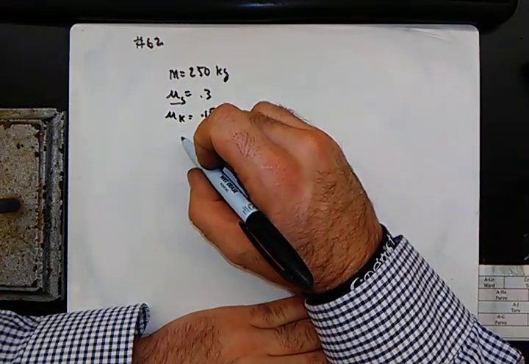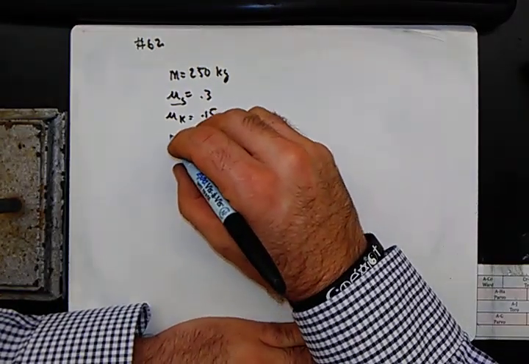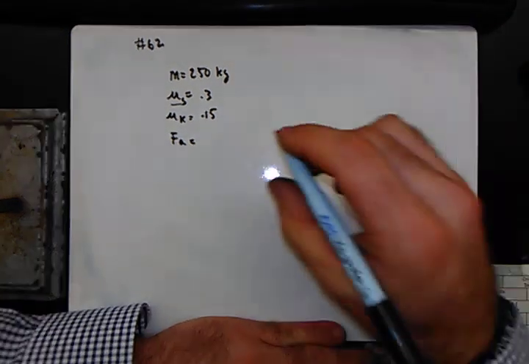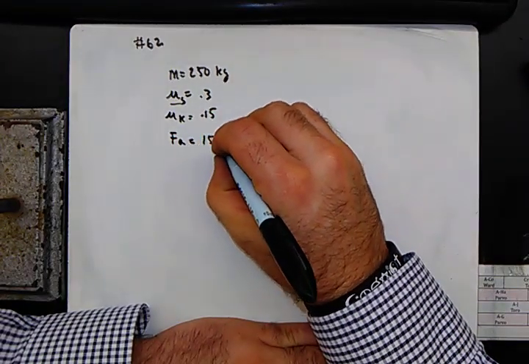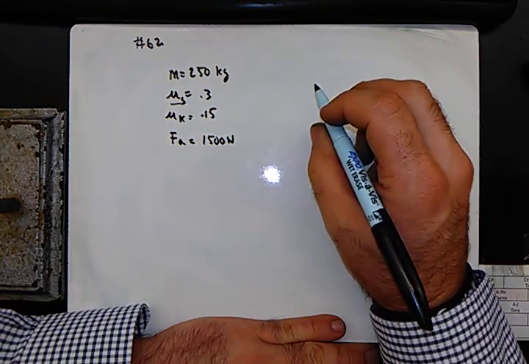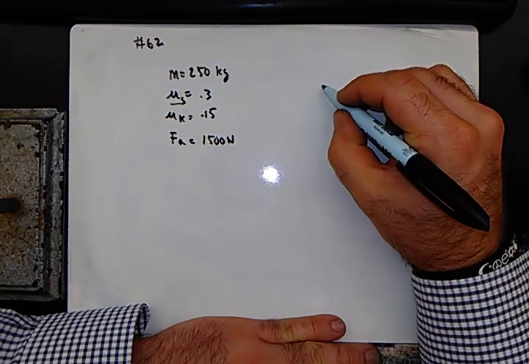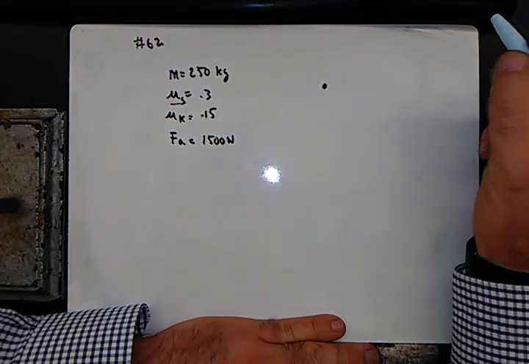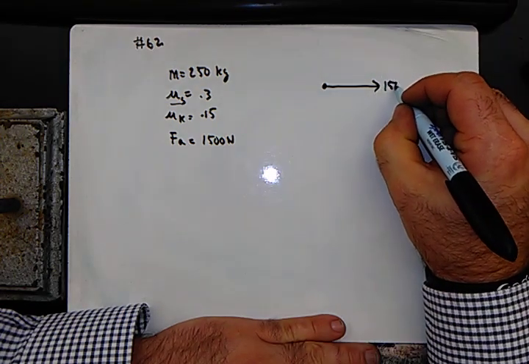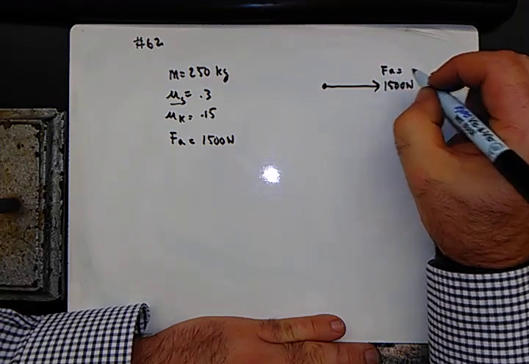Let's see what else it has. In number 62, it says a horizontal force. So we'll say force applied is 1,500 newtons. It says A, draw a free body diagram with the forces to scale. Well, here's our object. We've already said that there's a force of 1,500. This is the force applied.